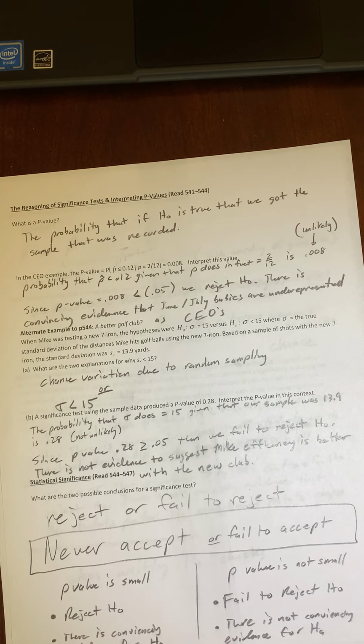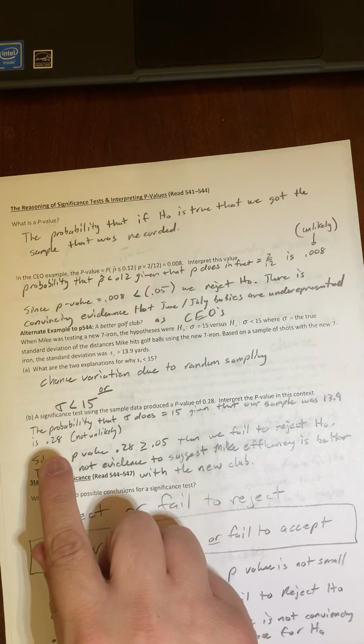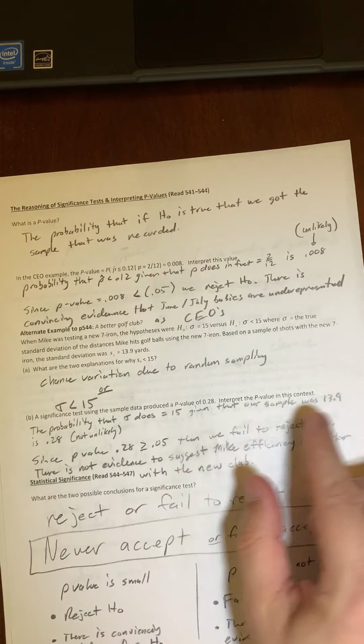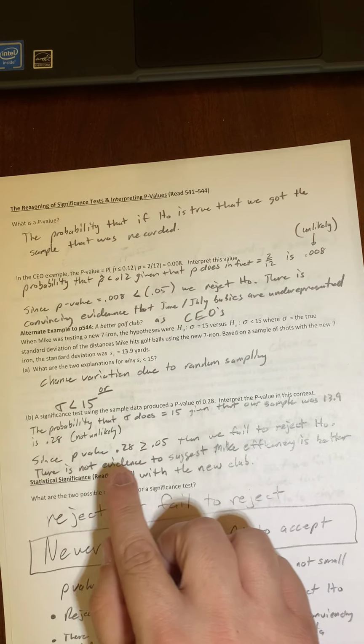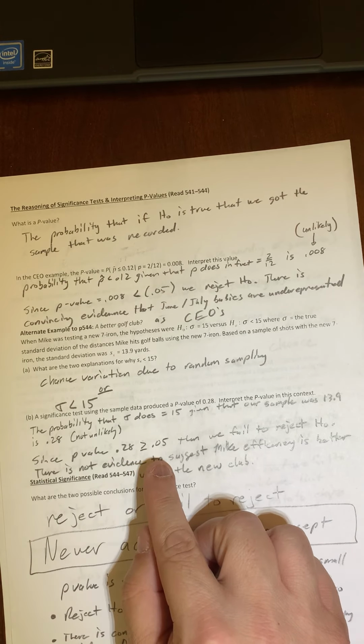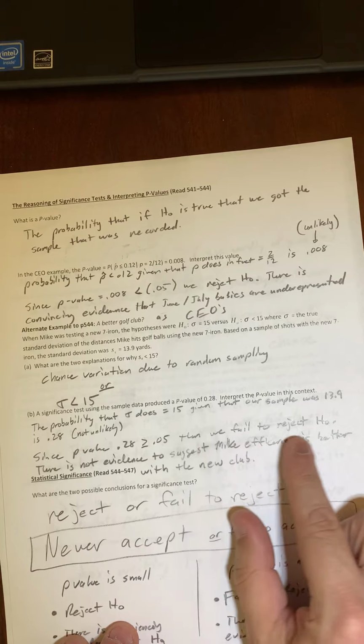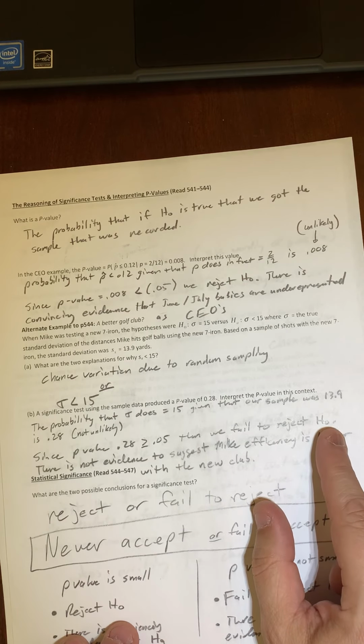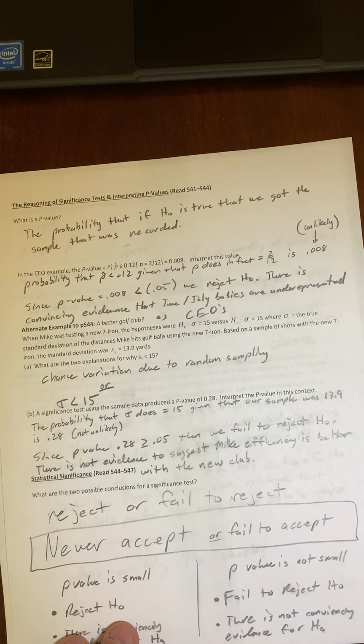And that's not enough evidence. Since the p-value is greater than alpha, and we'll talk about alpha here in a second, just 0.05, then we fail to reject. So I don't accept the null. I fail to reject it. I either reject it or I fail to reject it.